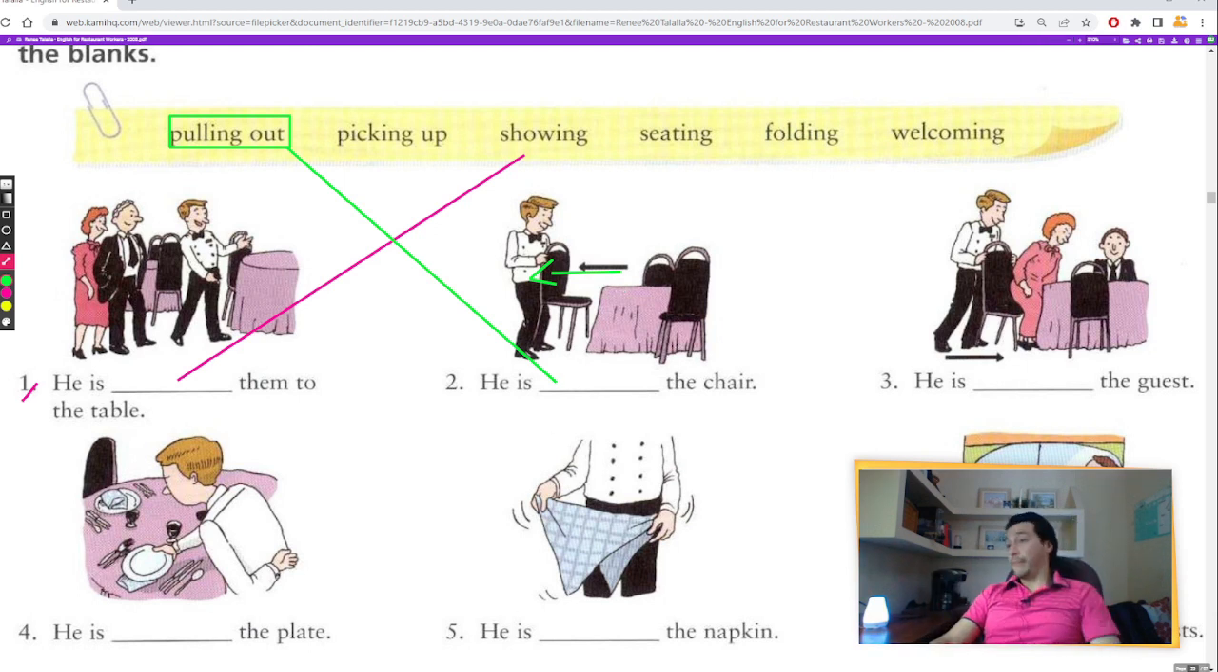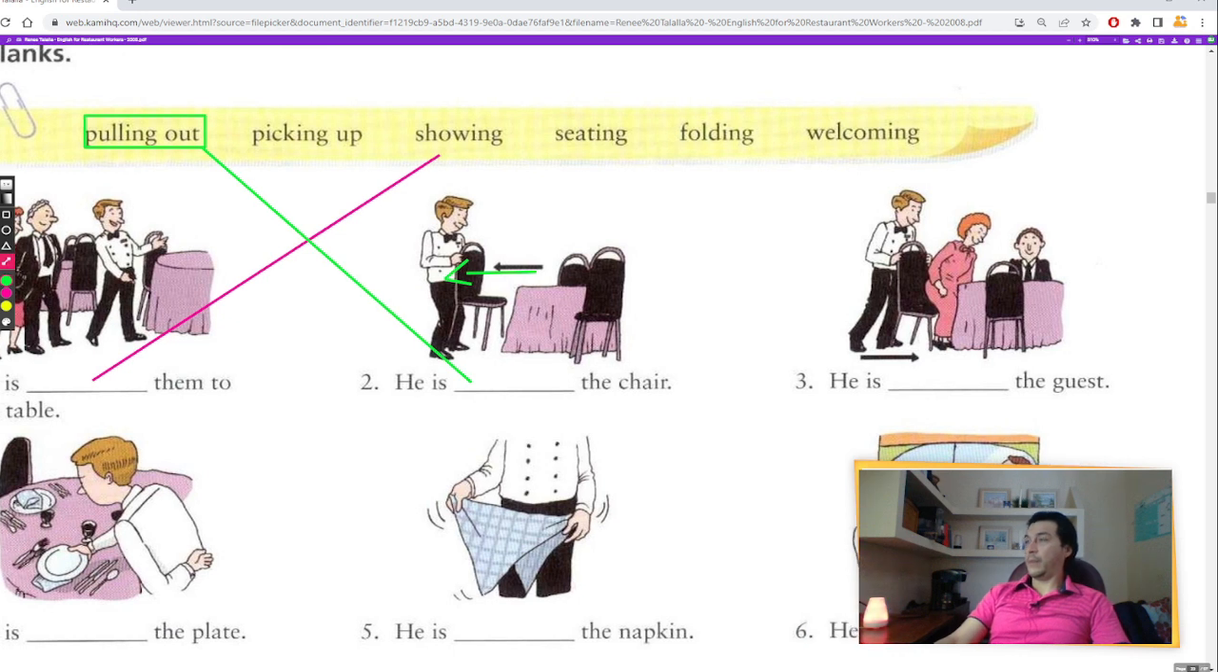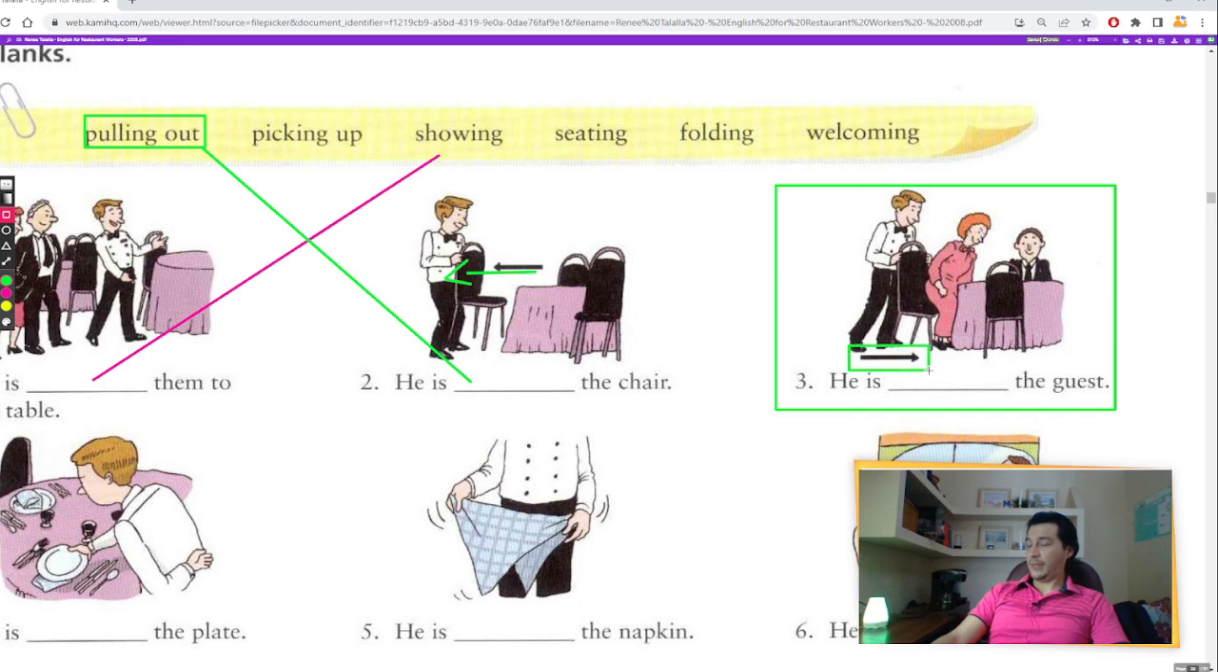Picture number 3. What's going on? He is blank the guest. He is seating the guest. He is seating the guest. He is seating the guest. Seating the guest.